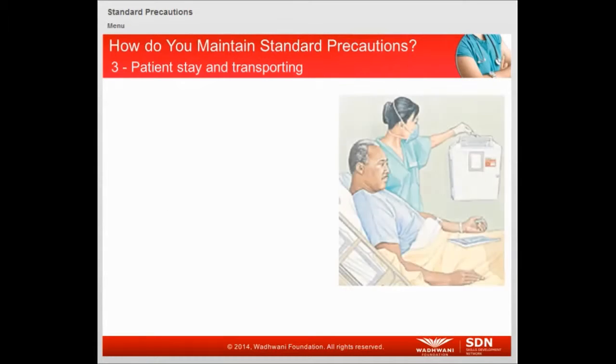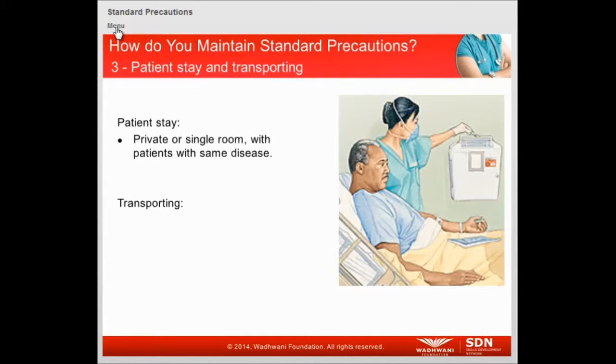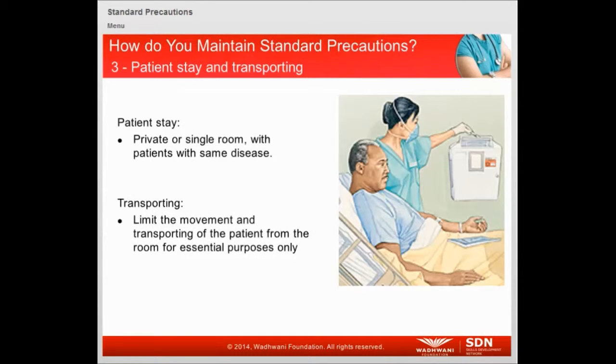Patient stay and transporting. Patient stay. Private room or with patients with the same disease. Transporting. Limit the movement and transporting of the patient from the room for essential purposes only.